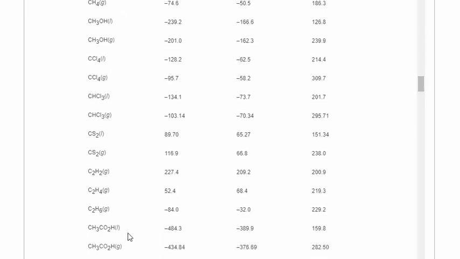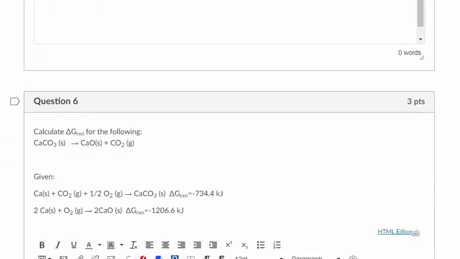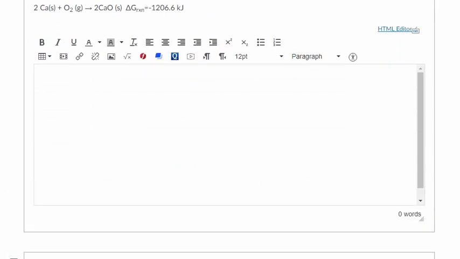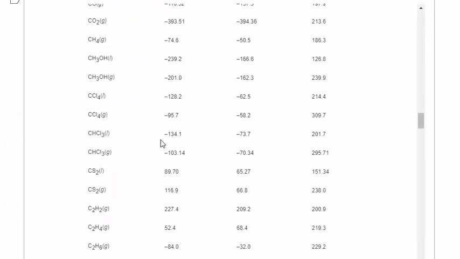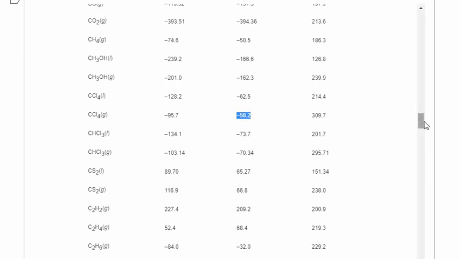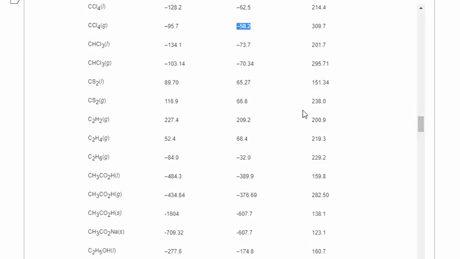So I need to pay attention to what the question was asking. The question has gas. So I need to make sure that I'm using the gas number. Carbon tetrachloride gas, delta G is the one in the middle, so negative 58.2. Now I need CS2, carbon disulfide. Carbon disulfide is here, so 66.8.